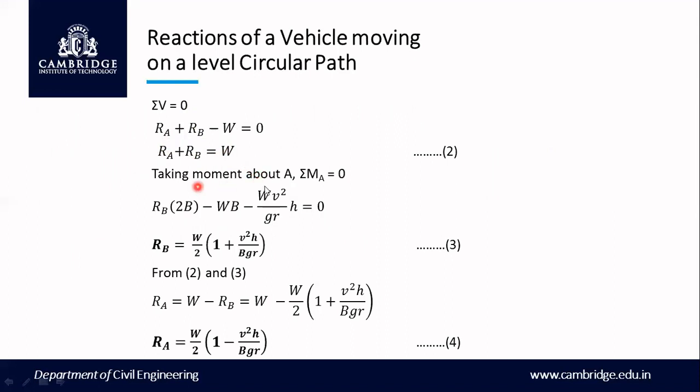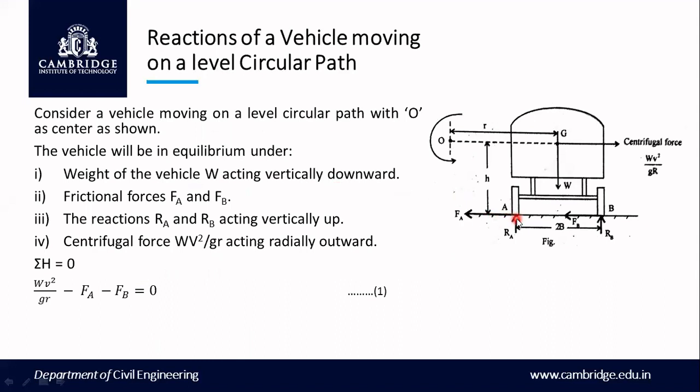And the third condition of equilibrium is sigma M is equal to 0. We are taking the point about A, sigma MA is equal to 0. So taking the moment about A, here FA, RA and FB are all passing through the point A. Therefore, the moment of all these 3 forces will be 0. So we are left with RB, W and the centrifugal force. The perpendicular distance between A and B is 2B, and the perpendicular distance between A and G is H.